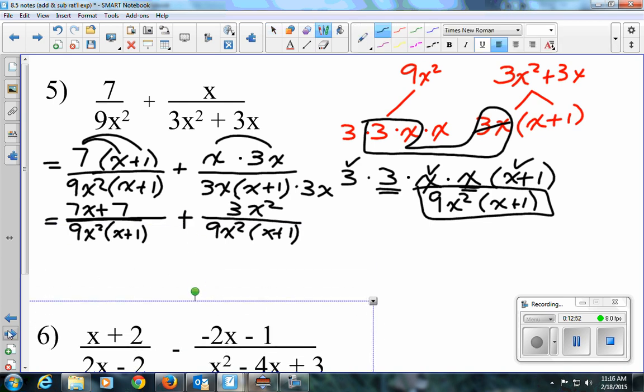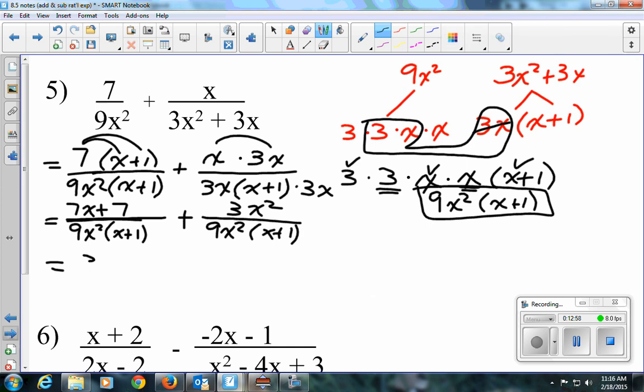So finally, I get to just add together my numerators. So I've got 3x squared plus 7x plus 7, and it's all over the common denominator of 9x squared times x plus 1.